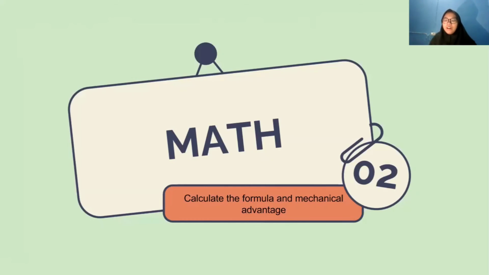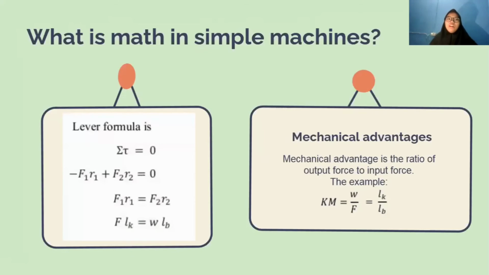So that's all about the science, and now we move to math. So what is math in simple machines? It is about how to calculate the formula and mechanical advantage. Math in simple machines can help us calculate the formula and the mechanical advantage because both of them are math equations.